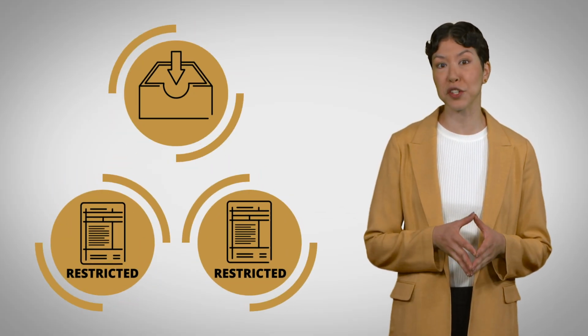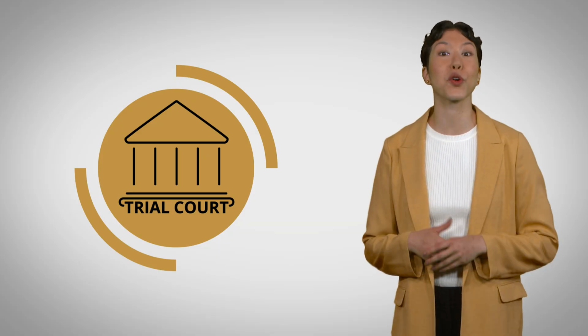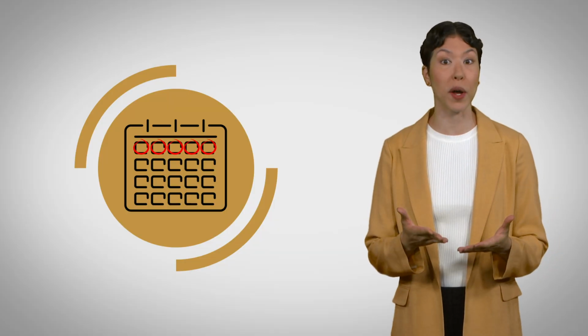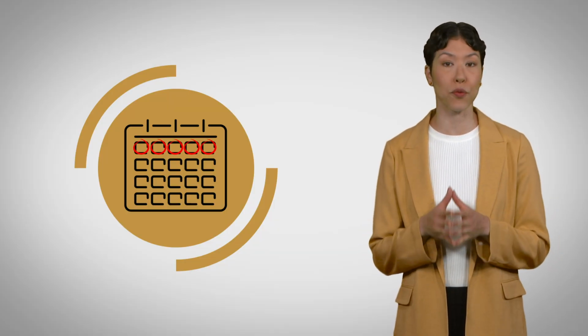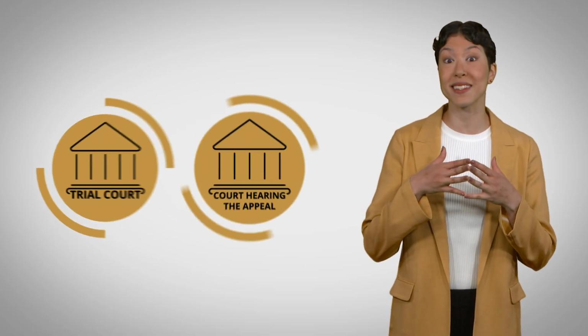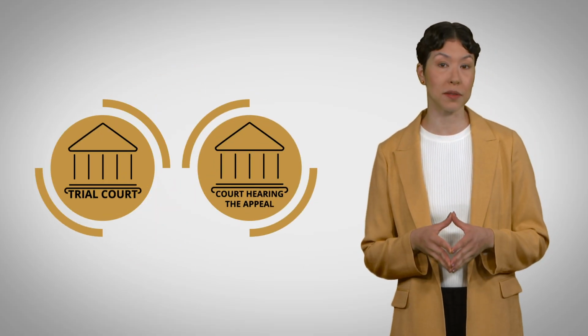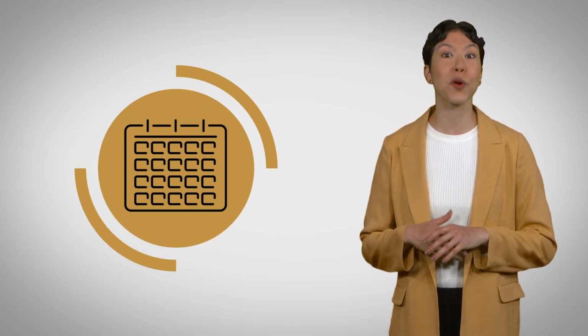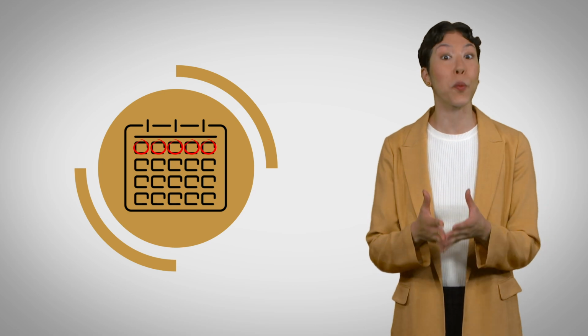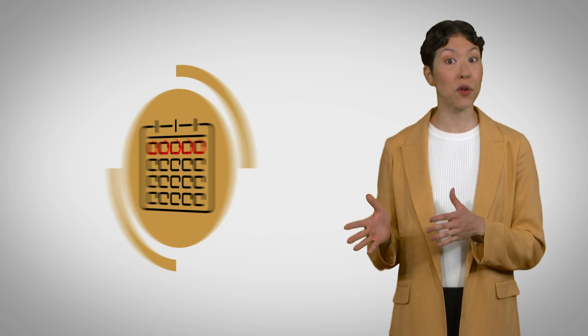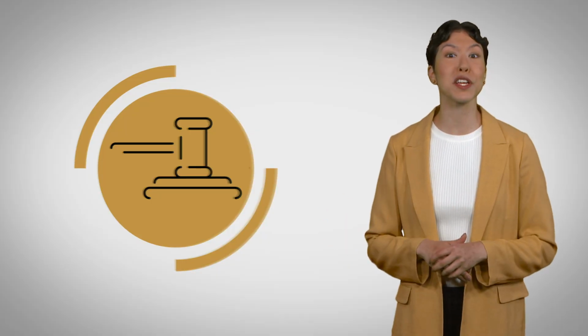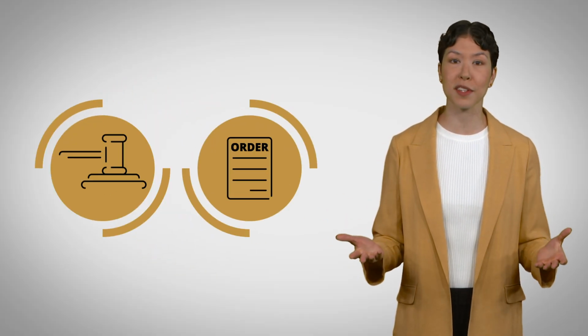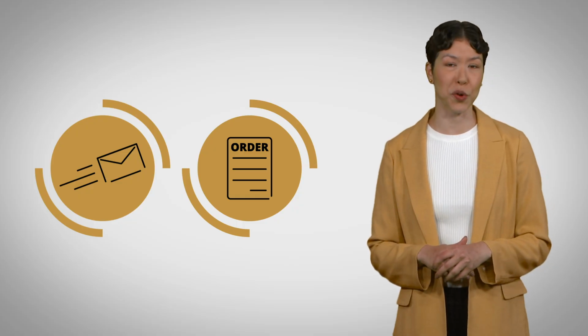Submit the two waiver forms we discussed, as well as a restricted information form to the trial court, the court that heard your original case. The trial court has 5 days to make a decision about your requests to waive costs for assembling the record. The trial court will then send its decision to the court hearing the appeal. They will also send the higher court the request to waive the filing fee. The higher court has 5 days to make a decision about waiving the filing fee. Once the higher court has ruled on your request, the judge will issue an order stating how the court ruled. The court will send you copies of each order.